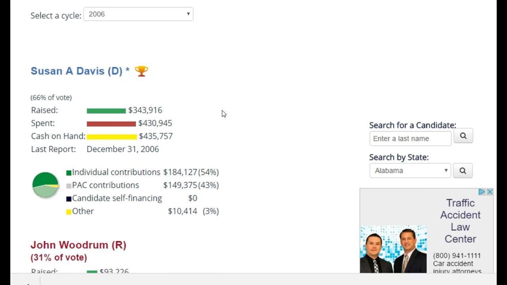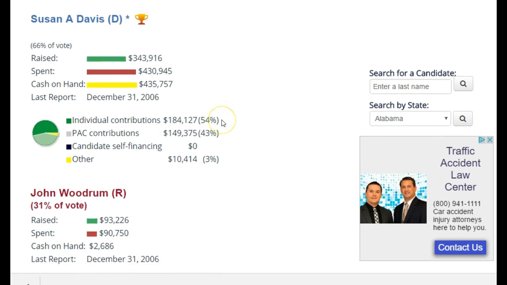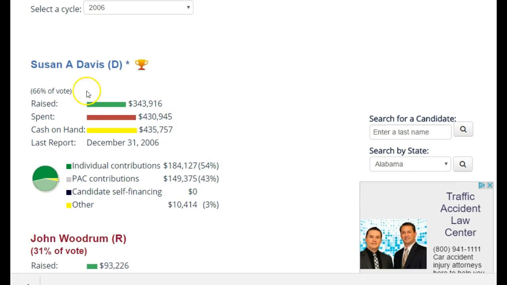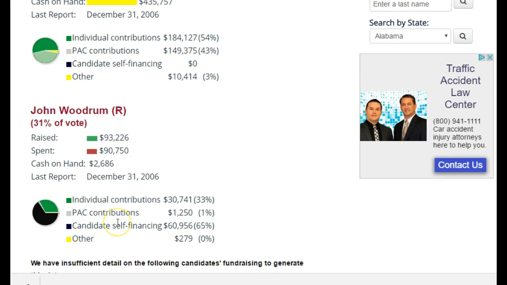And you can see in that race she raised 54% of her money from individuals and 43% from PACs. That's the PACs right there. Very typical to get that much from PACs. Now her challenger in that race was a guy named John Woodrum. He raised $93,000. And you can see he got very little money from PACs, almost none. Most of the money he raised was his own money that he put into the race. This race is very typical. It gives you a good sense of the imbalance in fundraising between an incumbent and challengers.